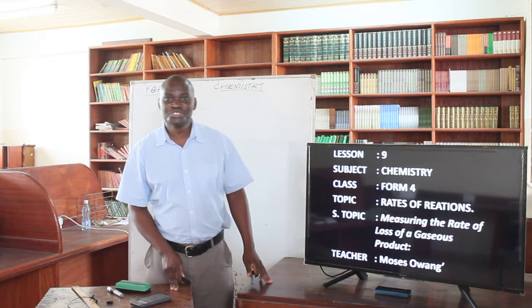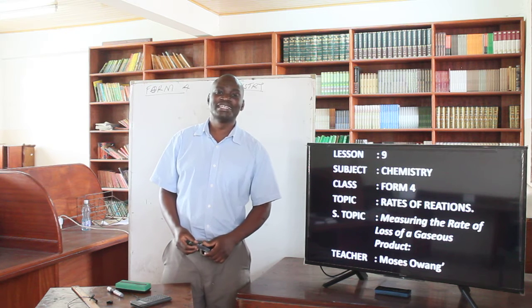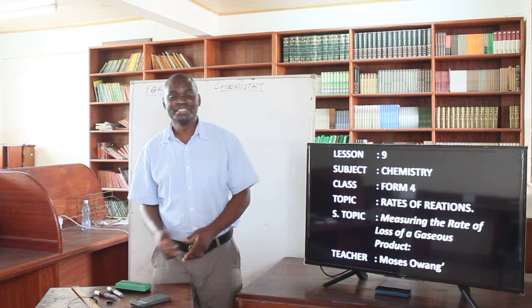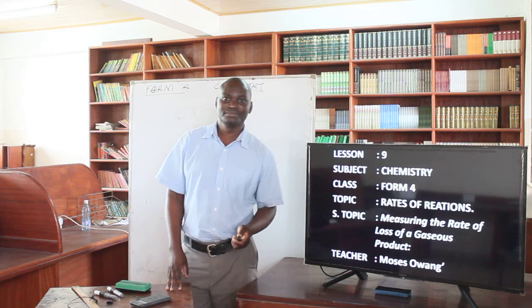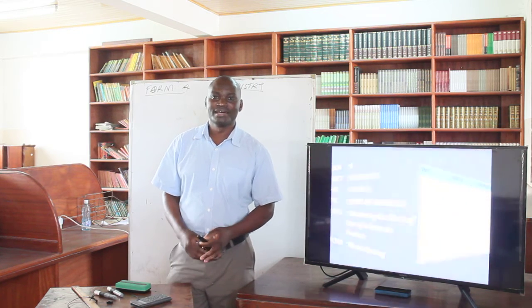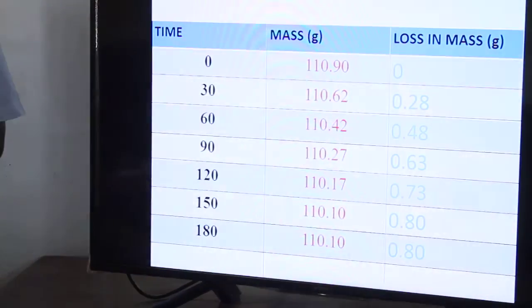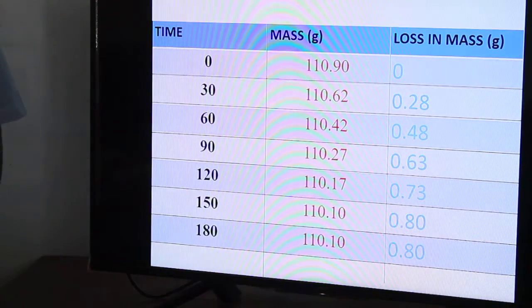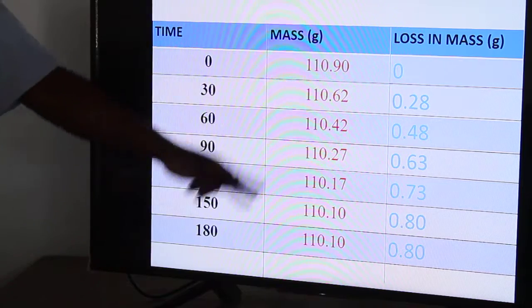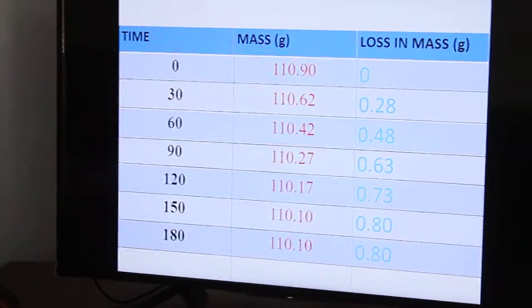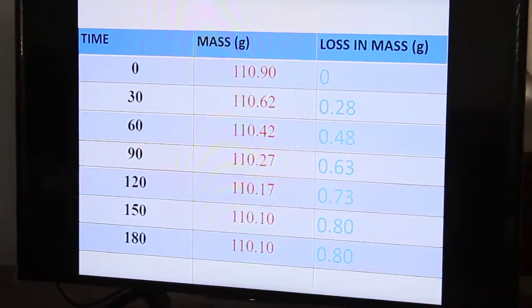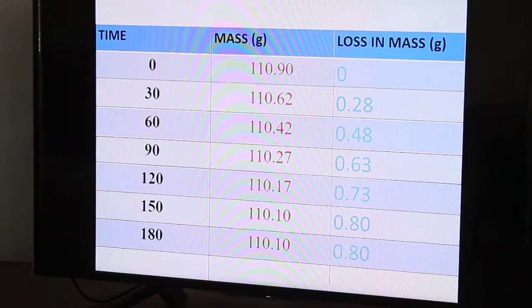Today we are going to continue with the experiment that we did last time, dealing with the rates of reaction. And you remember we collected some data on this. We did an experiment and recorded the data. We got the mass. Then we also recorded the loss in mass. We calculated the loss in mass.